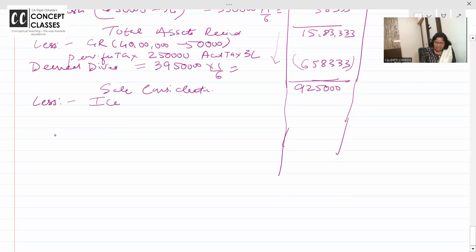Less indexed cost of acquisition because the holding period is more than 1 year. For how much did Veena buy? First line of the problem: Veena purchased the shares for 1,20,000 on February 15. So it will be 2014-15. Seeing February 15, don't take 2015-16, the answer will go wrong. It's 2014-15.